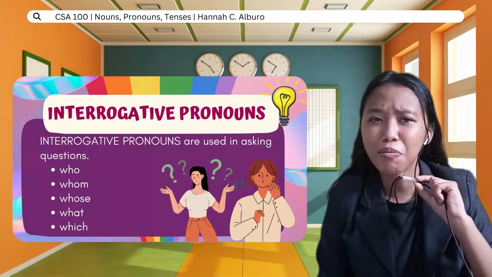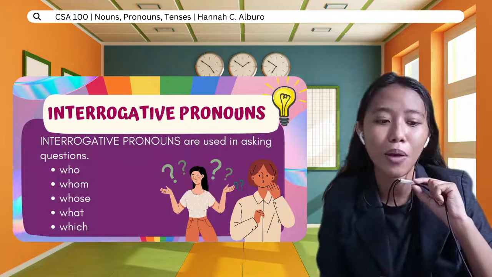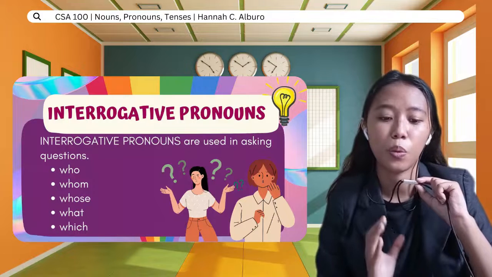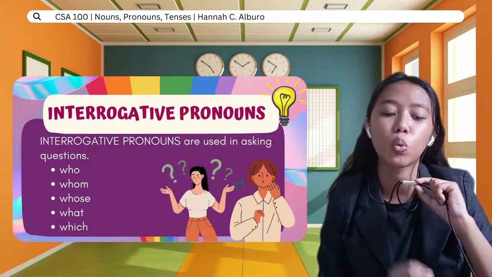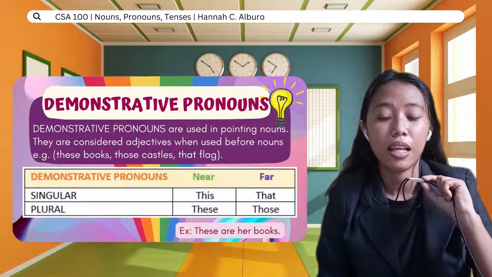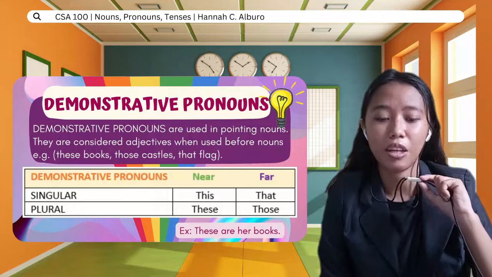Next, we have the interrogative pronouns. From the name itself, they interrogate. They are used in asking questions. These are the words: who, whom, whose, what, which. As simple as that. The next one is the demonstrative pronouns.